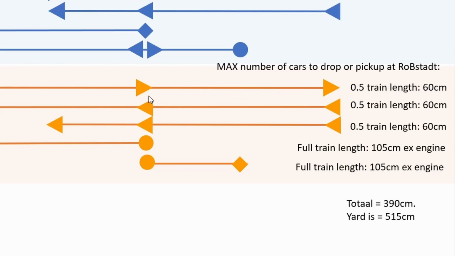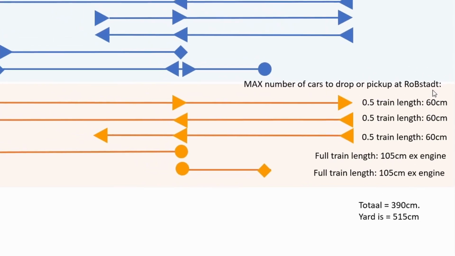The same for these other trains that are just passing through. So we have 3 times 60. And then the GM local can actually have the max capacity of the train. So it's 105 centimeters of cars, and the same for the local, also 105 centimeters of cars.